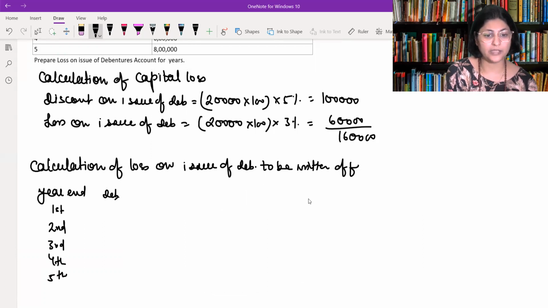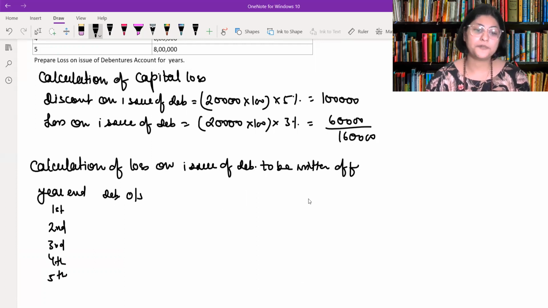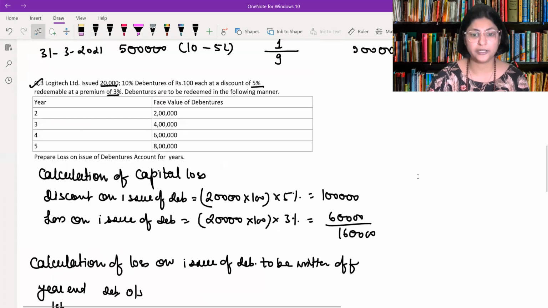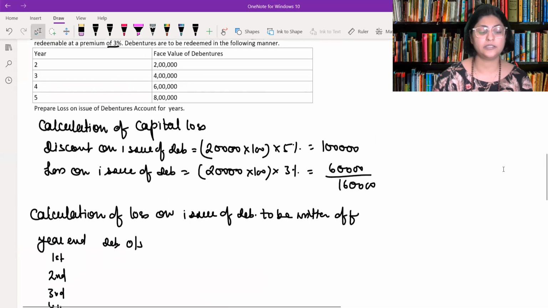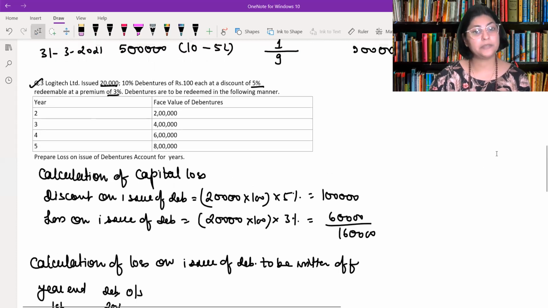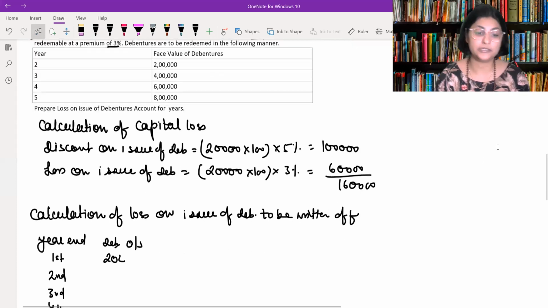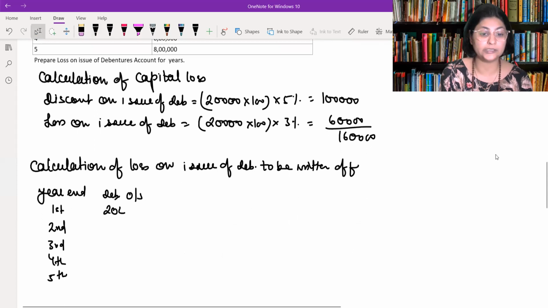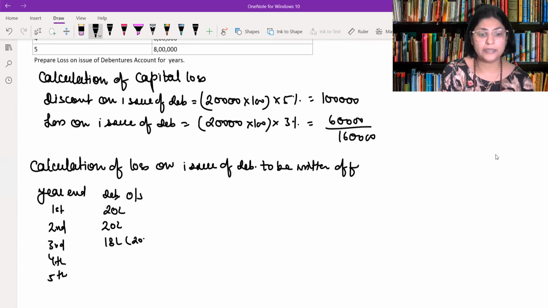Debentures outstanding. How many debentures are outstanding? In the first year no debentures were redeemed, so we will write all 20,000. Face value of 20,000 debentures is 20 lakh rupees. In the next year, 2 lakh rupees debentures were redeemed, but we will not show it in the next year itself. We will show it in the third year as the reduced amount. So 20 lakh will become 18 lakh. How? 20 lakh minus 2 lakh.